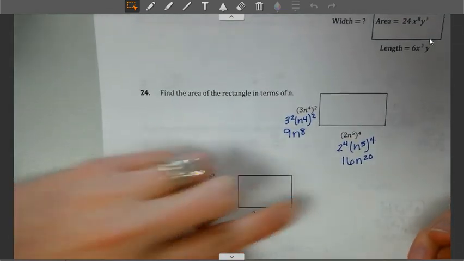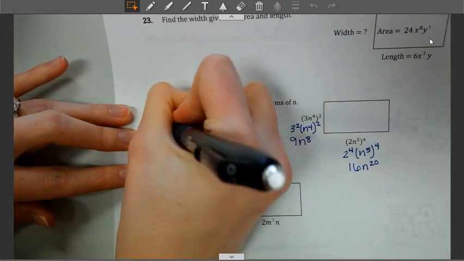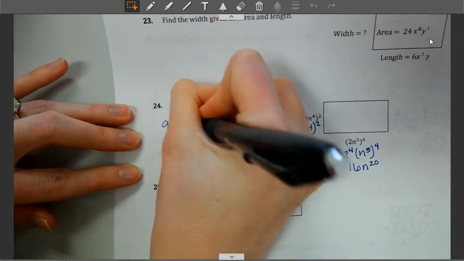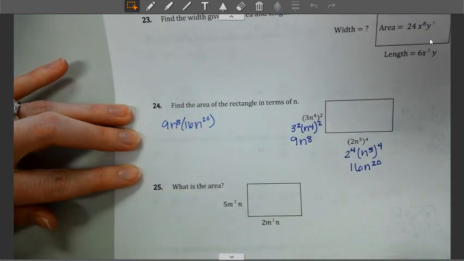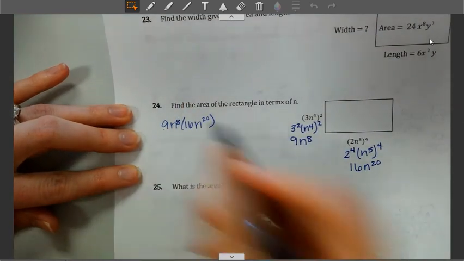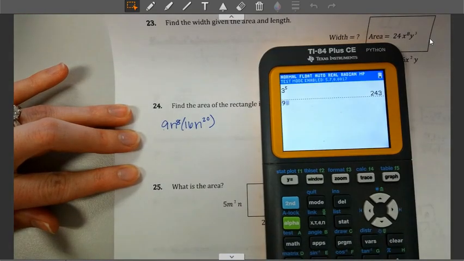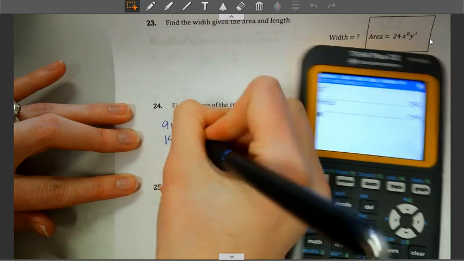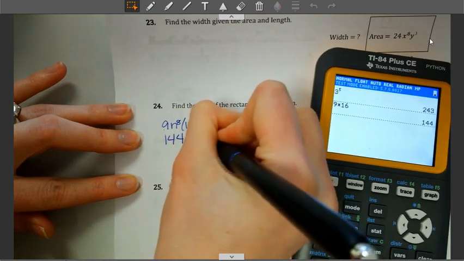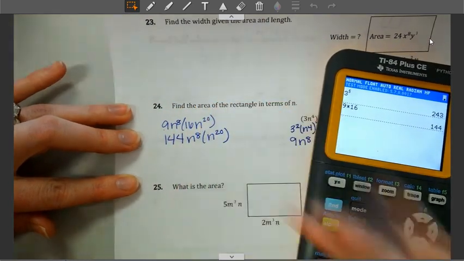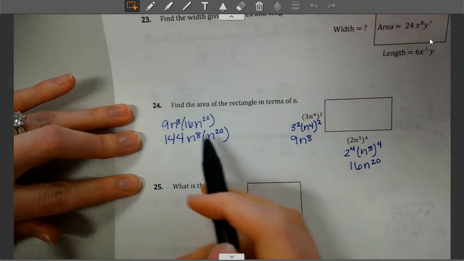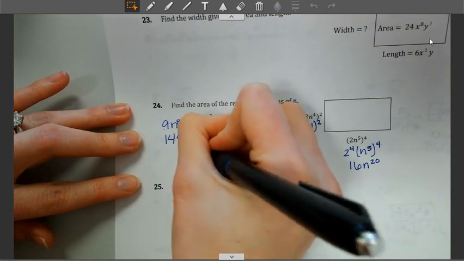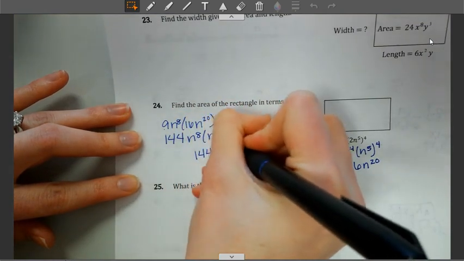So now I have a length and a width, and we're going to multiply them. So 9n to the 8th times 16n to the 20th. We're going to multiply our coefficients first. 9 times 16 is 144. 144 n to the 8th times n to the 20th. We have the same base and we are multiplying, so we're going to add our exponents. So 8 plus 20 is 28. So this is 144 n to the 28th.